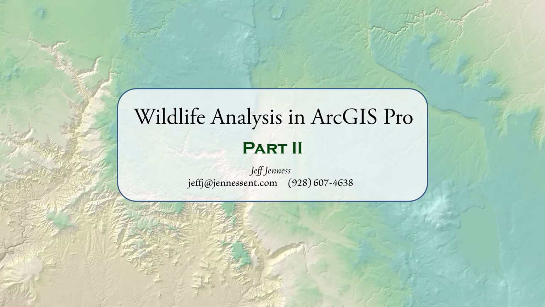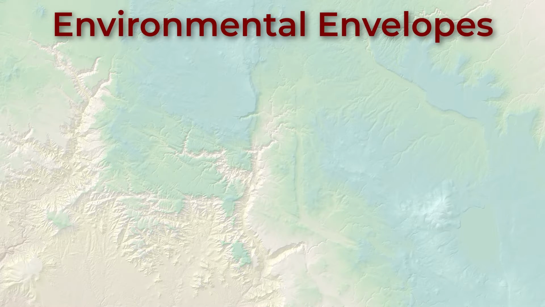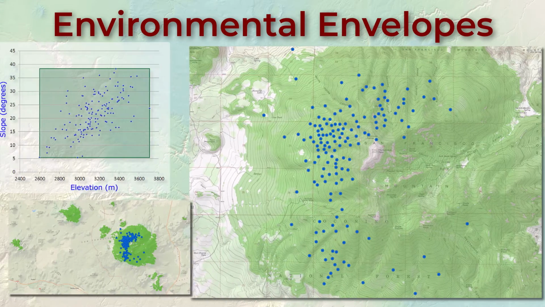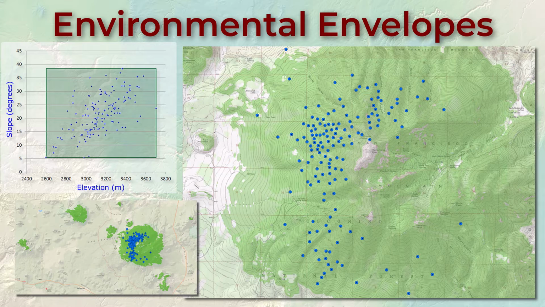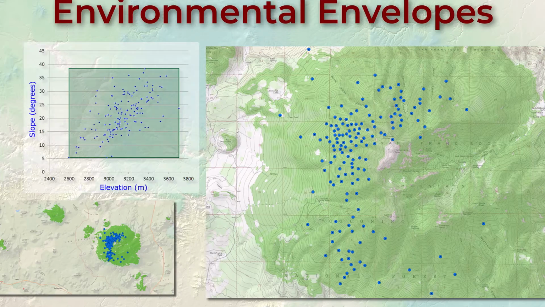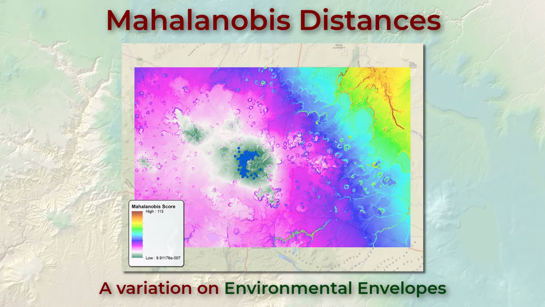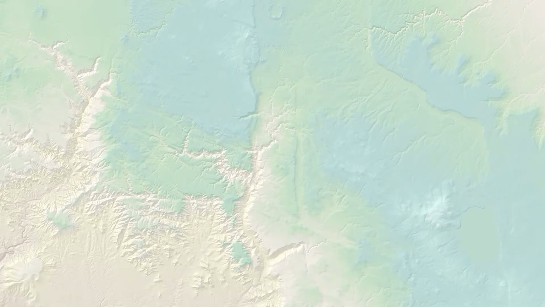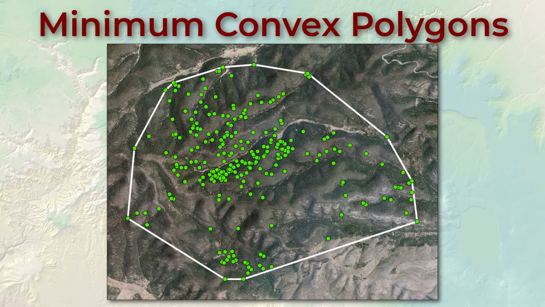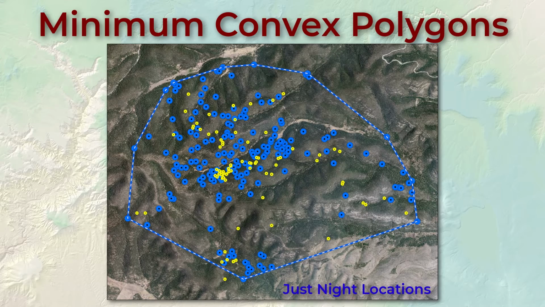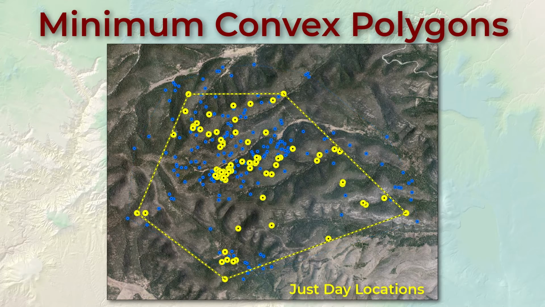So far we've covered environmental envelopes, which are an easy way to identify regions of the landscape that should support a species, based on what we know about the landscape where we've seen the species. We've also briefly looked at more advanced statistical variations on this simple environmental envelope. And then we took a quick look at minimum convex polygons, which are essentially like sticking pins in a map at each location and stretching a rubber band around the pins.